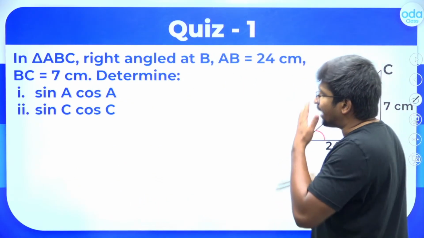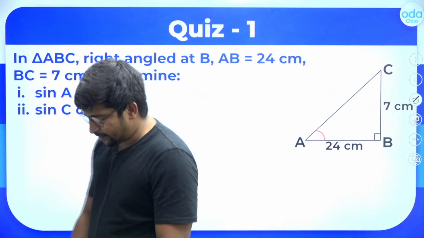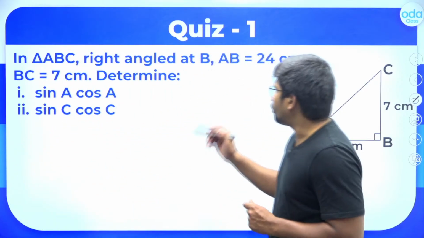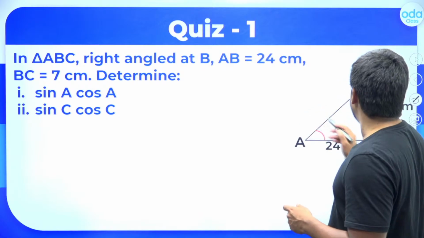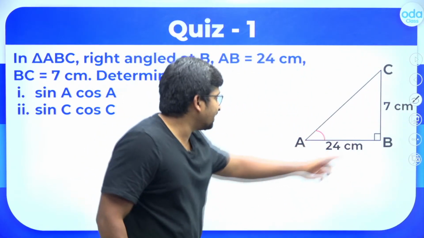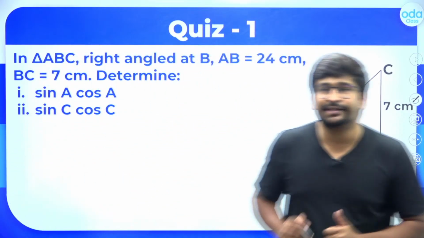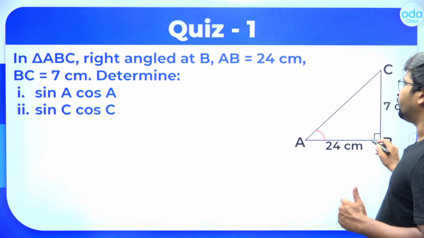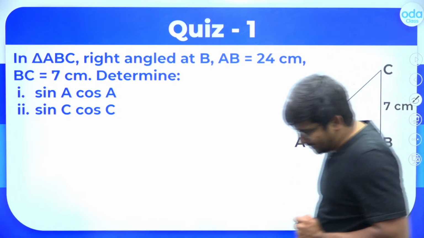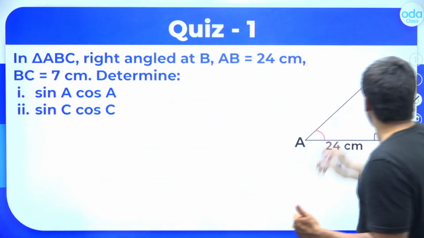Fine. So let's start with today's class then. In today's topic, we'll discuss some extra questions, some more important type of questions from this topic. So in a triangle ABC, right angled at B, so there is a 90-degree angle here. AB is equal to 24 centimeter and BC length is 7 centimeter. This is a right angle triangle, right? So you can definitely apply Pythagoras theorem to find the length of AC.